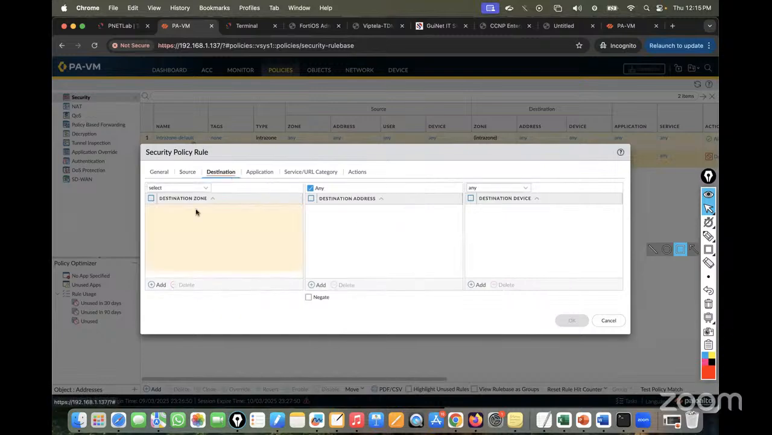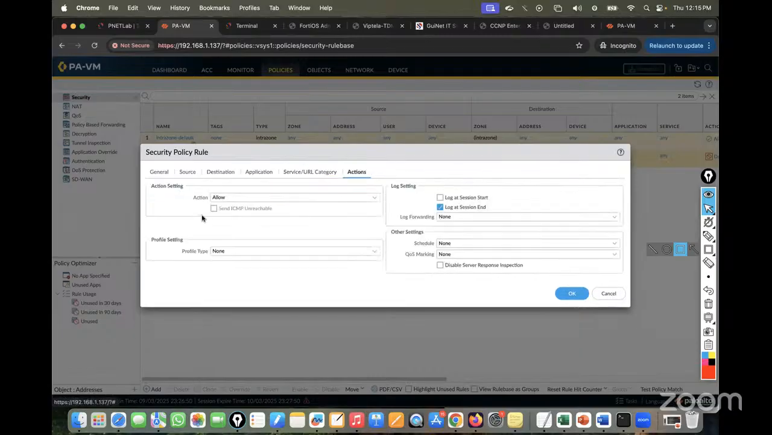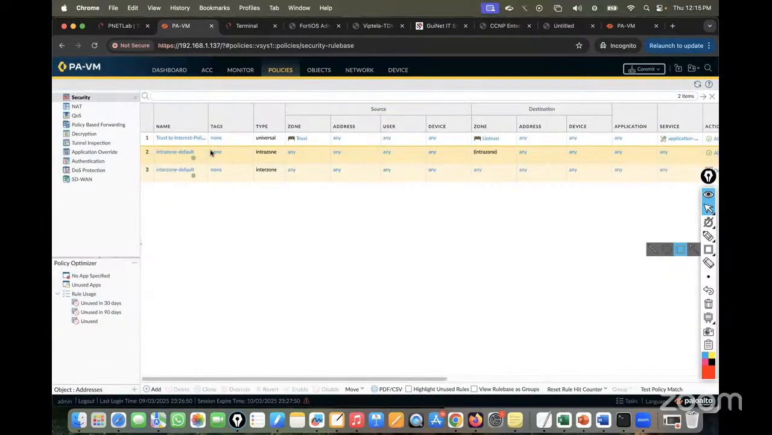I'm putting any address. Destination I'm going to put as untrust, and I'm going to say everything should be allowed because we're in the test policy. So I'm going to say anything and all. Make sense? This policy is going to be on top of these two policies. Okay, so the security policy is there.